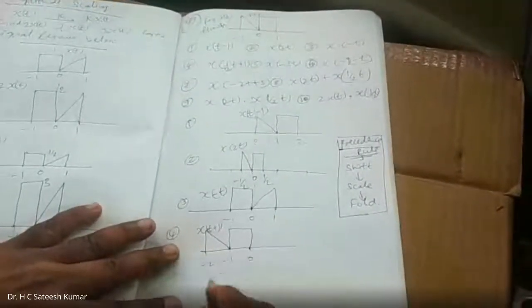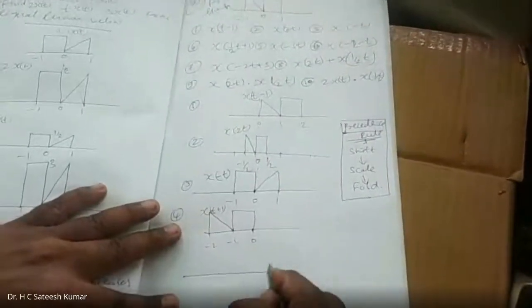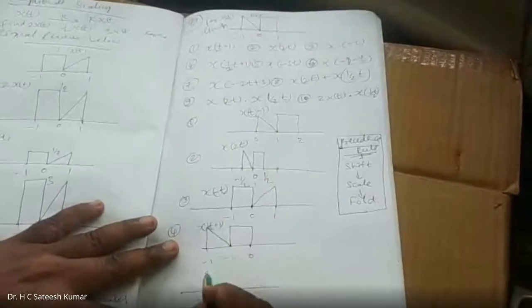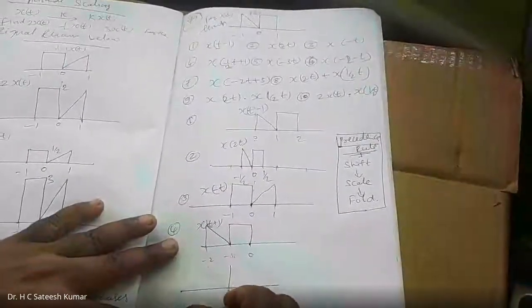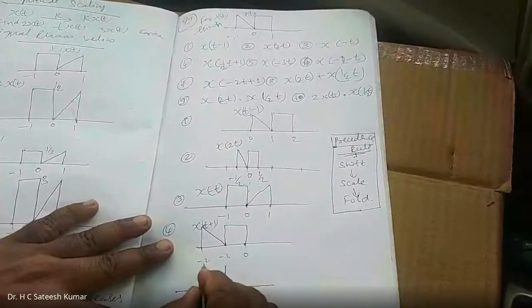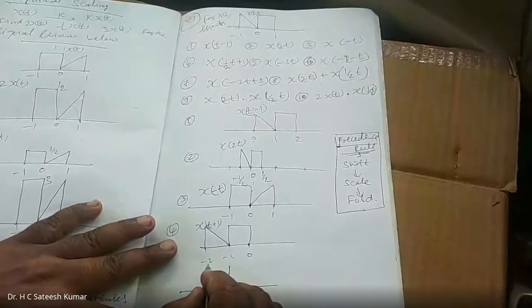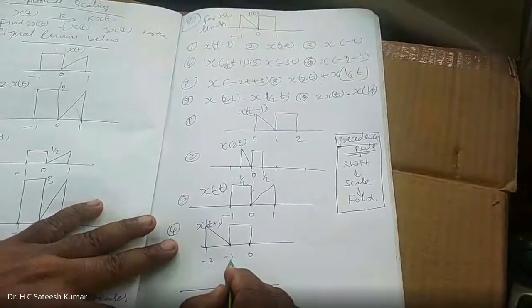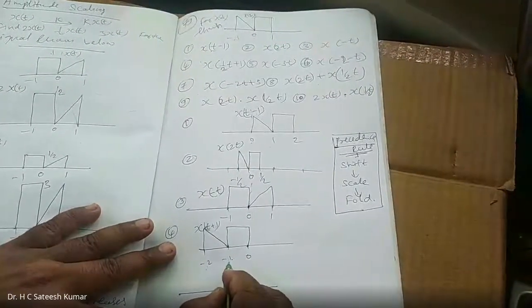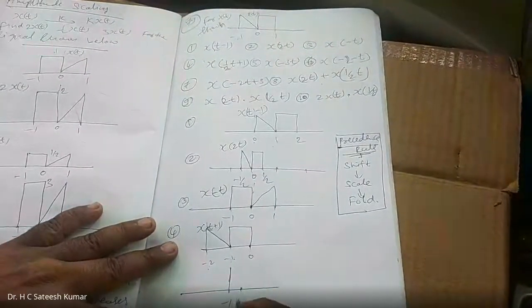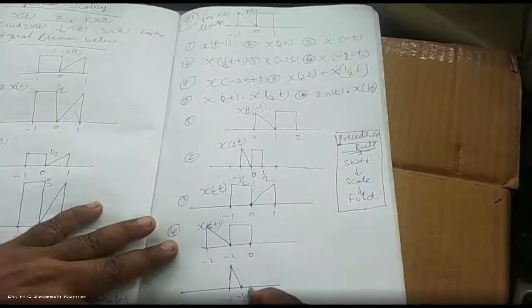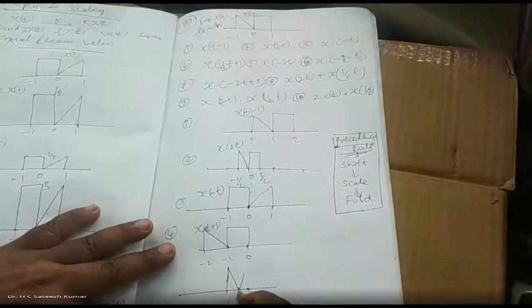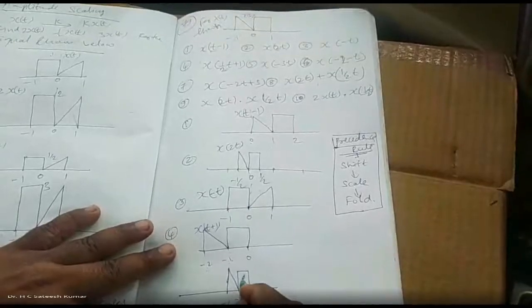Next you scale this one. 2t is equal to minus 2, therefore t is equal to minus 1. Therefore this edge will go to minus 1. 2t is equal to minus 1, therefore t is equal to minus 1 by 2. It will go to minus 1 by 2. 2t is equal to 0, therefore t is equal to 0. So therefore you can say that there will be compression.